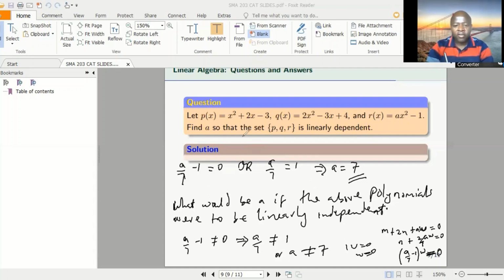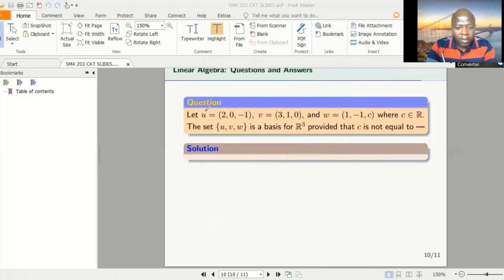That means that for these polynomials to be linearly independent, and you've seen how I have reasoned to arrive at this point, A should not be equal to 7. But if A is equal to 7, then these polynomials will be linearly dependent. And you can look at so many examples so that you understand this type of reasoning. Let's look at the other question. Now, let's look at this other question.